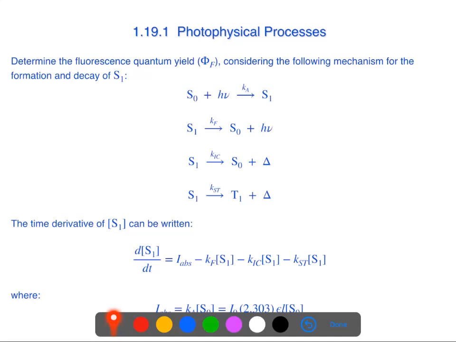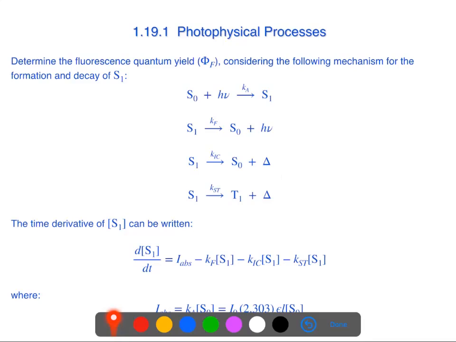Following this absorption process, we have three competing pathways for that S1 population. We have a radiative pathway in which the S1 returns to the ground state S0 with the emission of a photon, known as fluorescence. We have a radiationless transition between S1 and S0 and the eventual loss of thermal energy, known as internal conversion. And we have the possible transition from the S1 to the T1 with the loss of some heat, which we refer to as intersystem crossing.